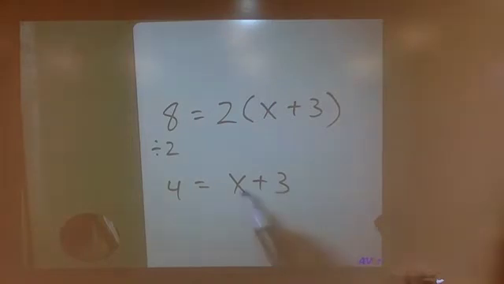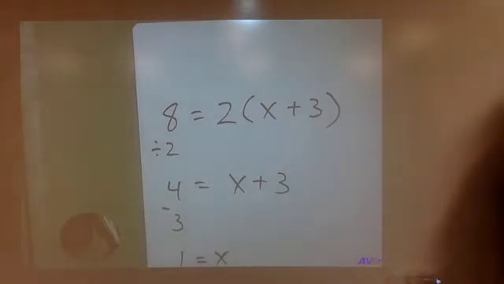So this whole quantity, x plus 3, needs to equal 4. So what do we add 3 to make it equal 4? We add 3 to 1. 1 plus 3 equals 4. And if this was too complicated to do in your head, you would get 3 to the other side, work backwards, subtract 3, and you'd have x equals 1. So x equals 1 in this problem.